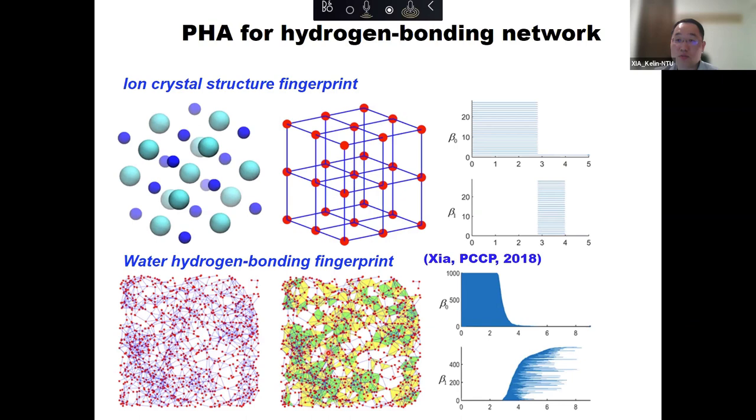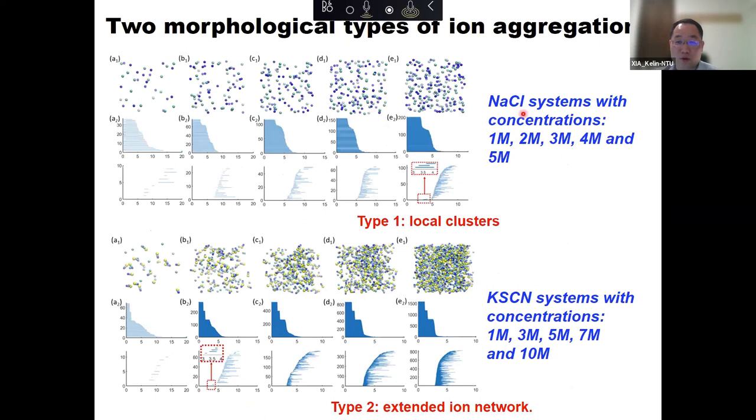So we have to check two systems. One is NaCl, one is KSCN. And then we vary the ion concentration. We try to increase the ion concentration until it's fully saturated. And then we see what patterns they form from these ions. So you see NaCl and KSCN actually show different patterns. NaCl here, they have this local structure and a global structure and then a certain separation.